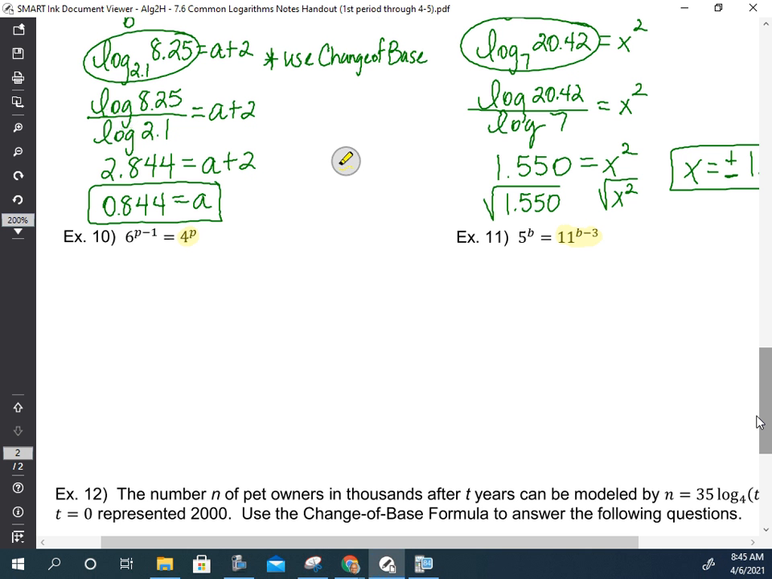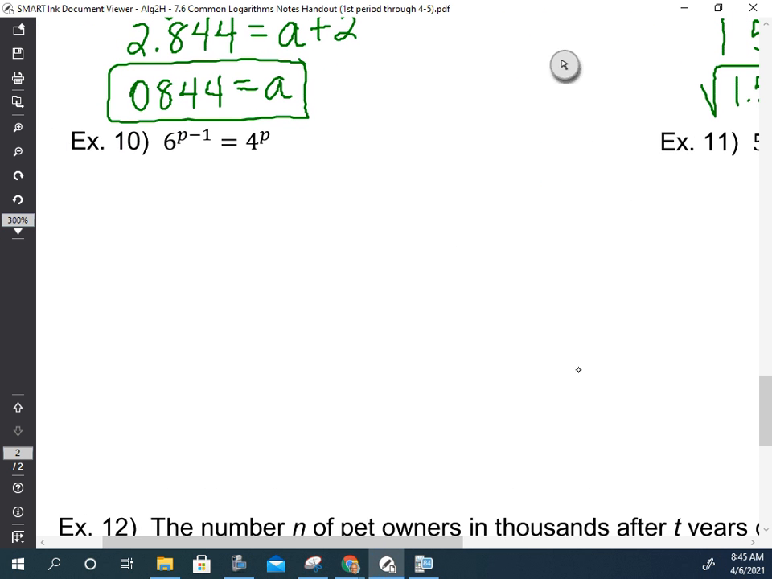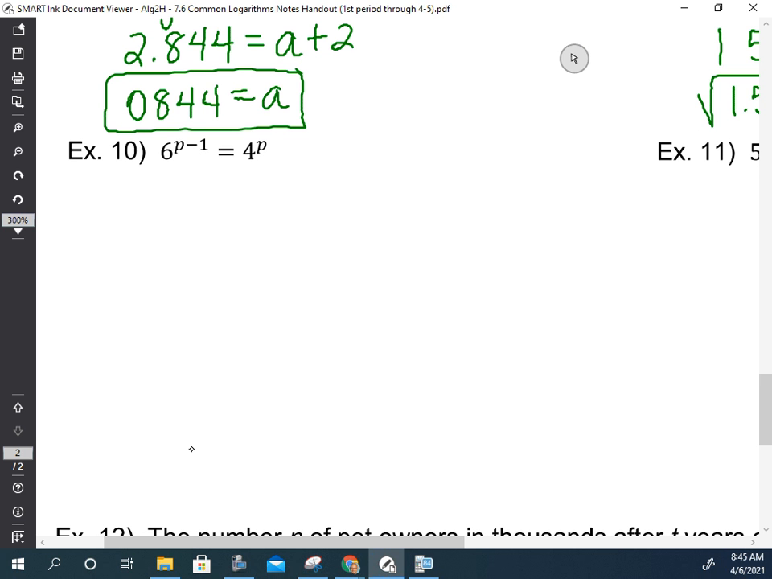But since we have logs, and since we have properties of logs, we can actually work this problem out. It does take a little bit of time, but we can still work it out. Let's start this process with problem number 10. I'll go pretty slowly with it, so if you have questions, please ask. It's not going to bother me to stop and answer a question.